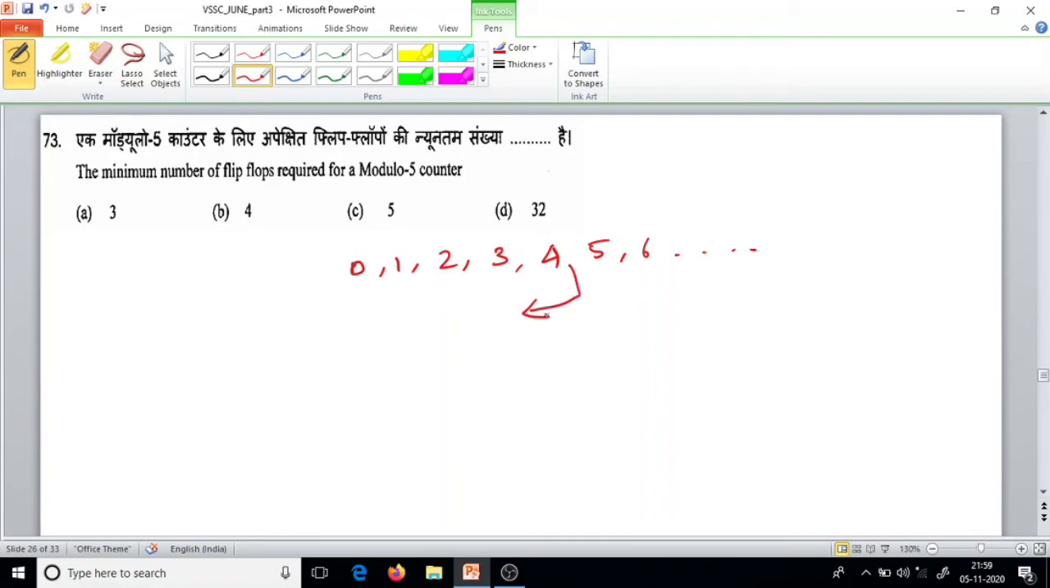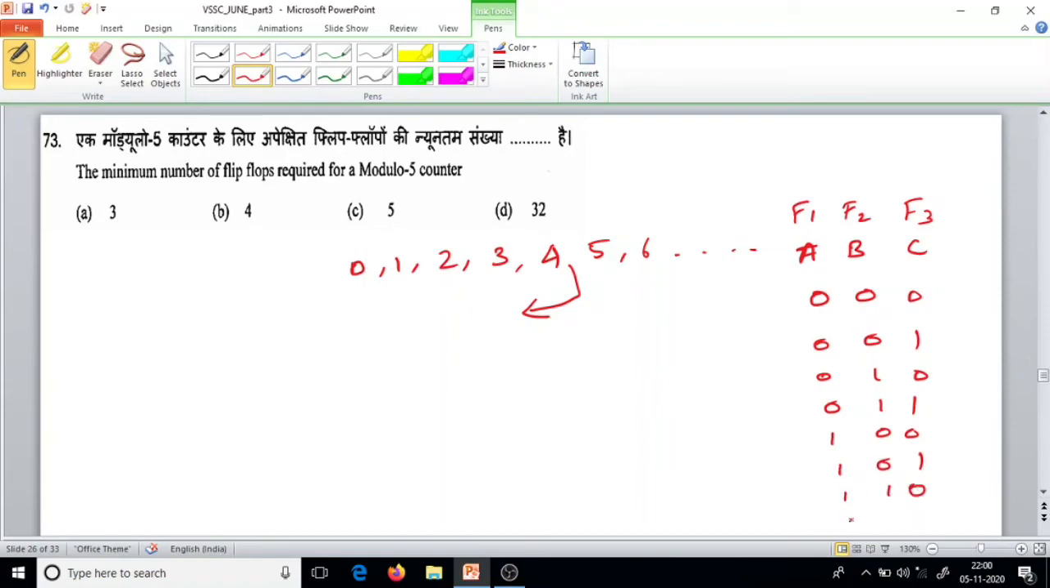Now, if we have three flip-flops, A, B, C, flip-flop 1, flip-flop 2, flip-flop 3, it can count from 000, 001, 010, 011, 100, 101, 110, up to 8. This three flip-flop counter can count up to 8 states. 1, 2, 3, 4, 5, 6, 7, 8.